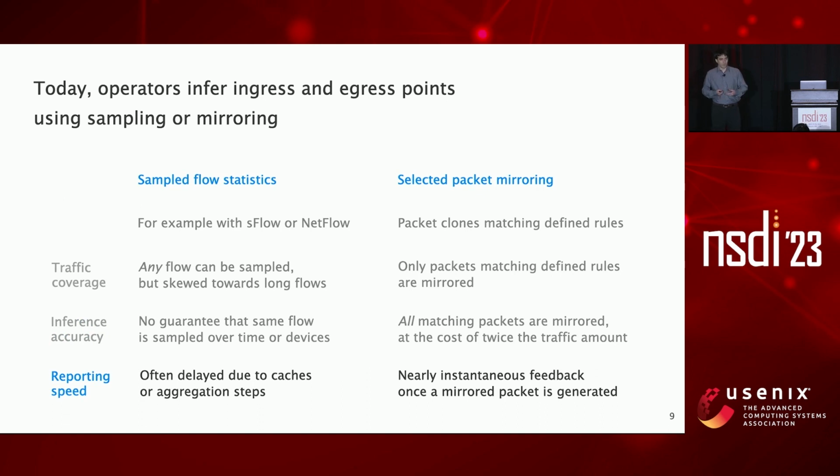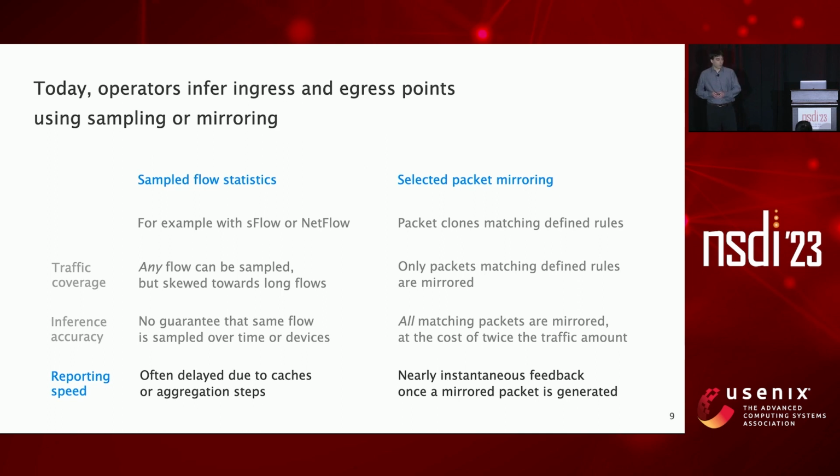And finally, speed criteria. What we observed with real sampled data from a large Taiwan ISP is that caching and aggregation often adds delay until the operator really sees some results of it. And we observe delays of around 30 seconds on average. Whereas we believe traffic mirroring is much more direct in the feedback we get. As soon as the packet is cloned, we get some feedback.